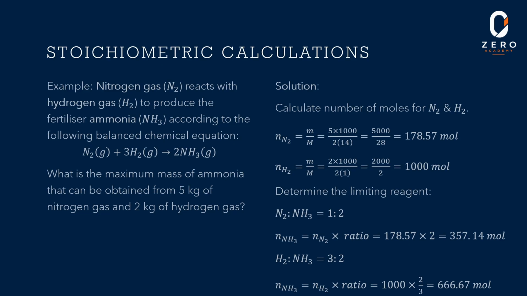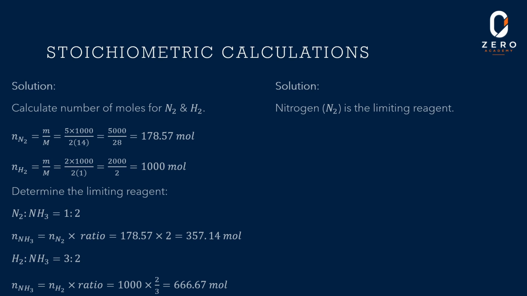And between the number of moles of ammonia that was provided by our hydrogen and the one that was provided by our nitrogen, the one that was provided by nitrogen is lower than that provided by hydrogen, and hence in this case nitrogen is our limiting reagent, and hence the maximum mass of ammonia that can be produced will be determined by the limiting reagent, which is our nitrogen, which is the number of moles of the value equal to 357.14 moles.